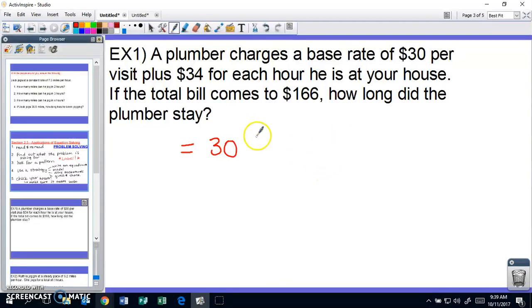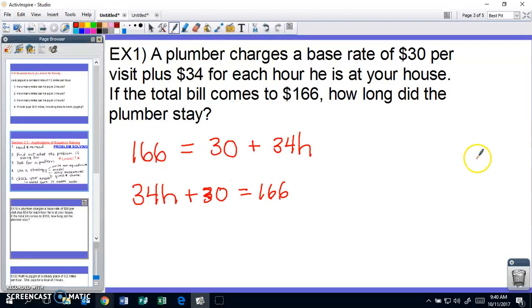You would add 30 to how many times H is multiplied by 34. Okay, so how many times H is multiplied by 34? So what does 34H stand for? How much you pay him per hour. So $34 times every hour that he's there, plus $30 just for showing up. And how much is all of that going to cost me? $166. So I could also write it like, there's plenty of ways I could write this and they all mean the same thing. 34H plus 30 equals 166. Both of those are the same.